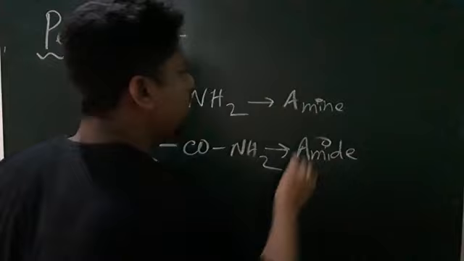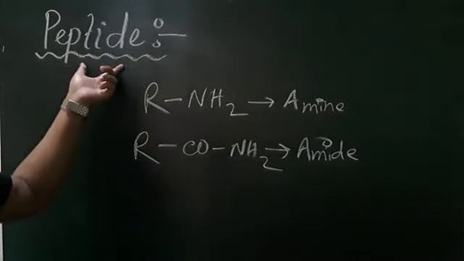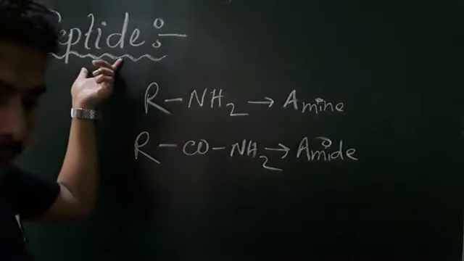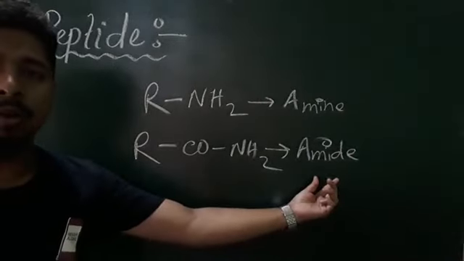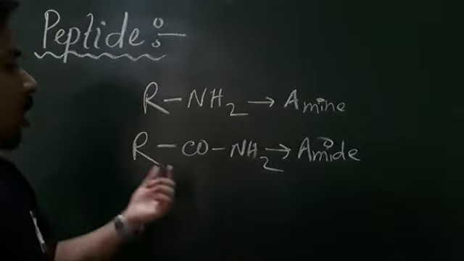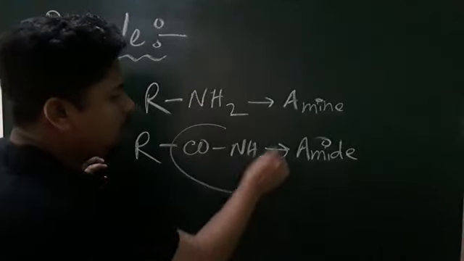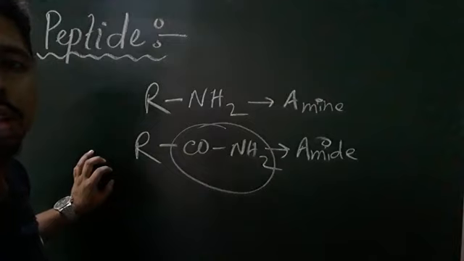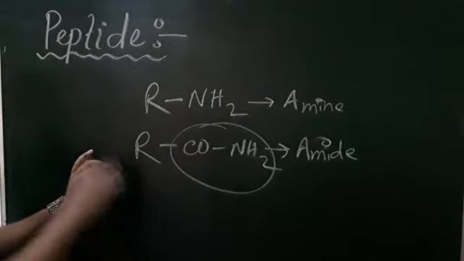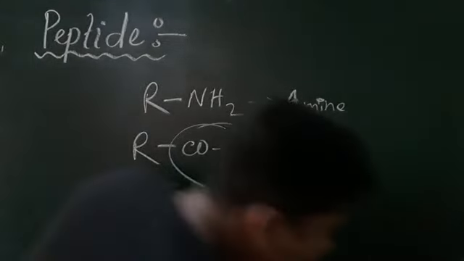So here these peptides, this peptide or polypeptide, are amides. In the peptide chain you will see the presence of this CONH group. So these peptides are nothing but amides. Now how are these amides formed?